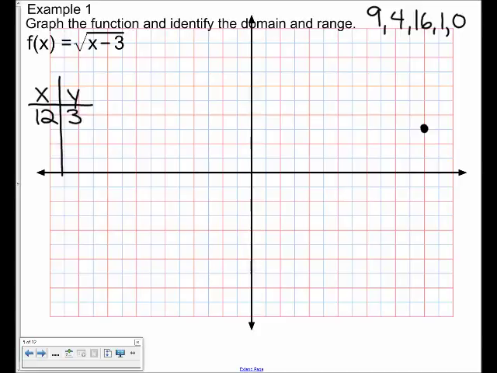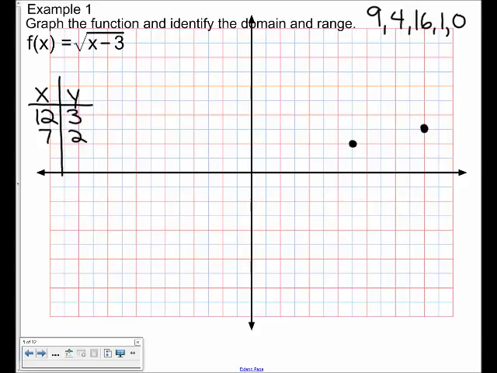So how am I going to get 4? What am I going to plug in to get 4 under there? 7. Very good. Because what is 7 minus 3? 4. And what's the square root of 4? 2. So I'm going to plot 7, 2. Why only 7, 2, why not 12, 3? I already plotted 12, 3. You should plot both.